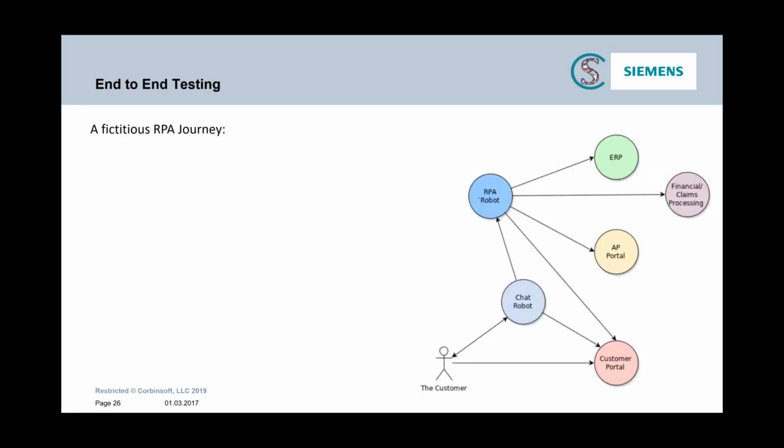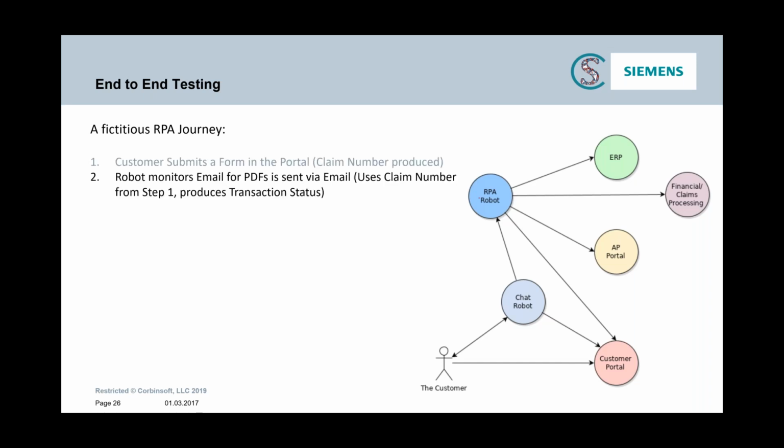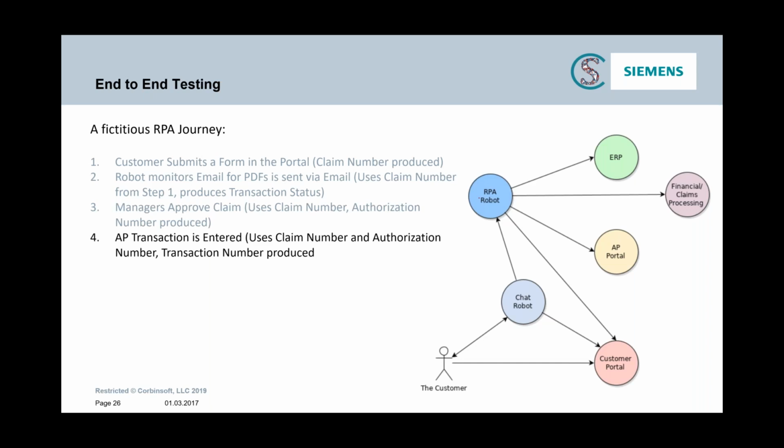And so here's an example of maybe a fictitious RPA journey. We might start by a customer submitting a form to a portal. The claim number is produced. The second step is that the robot is monitoring an email for PDFs that were sent in, and it's going to consume the claim number and produce transaction status. And maybe it's then waiting for the managers to approve the claim, and it uses the claim number and produces an authorization number that's used later on in the accounts payable, where a transaction is created. It consumes an authorization number and a claim number to produce that accounts payable transaction. And then ultimately, the customer portal might be updated again using this information. And all of this is being managed by, in this case, the robot.